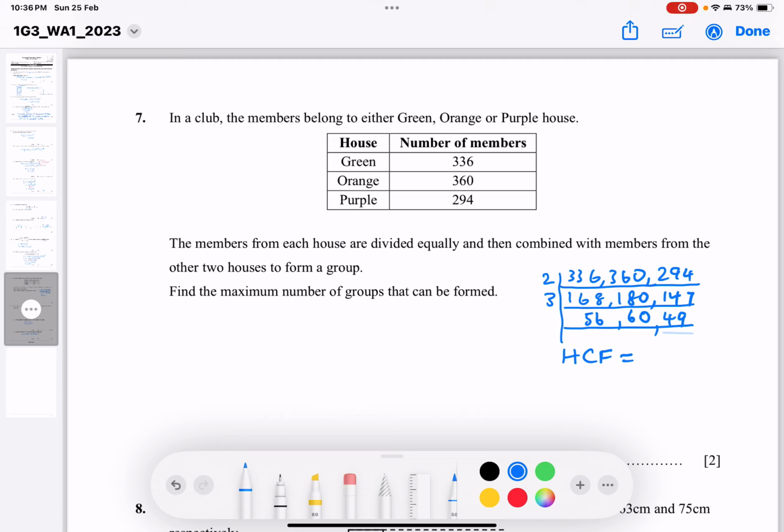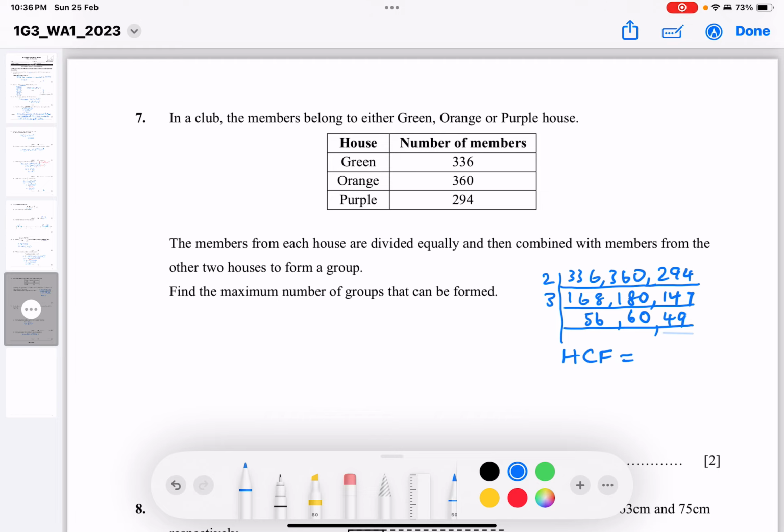So in number 7, we have members belonging to 3 houses, and what we need to do is to get the numbers of people from each house to form a group, and we want to find out how many groups we can form, right? So since we have equal numbers of each house in each group, therefore we are finding the HCF.